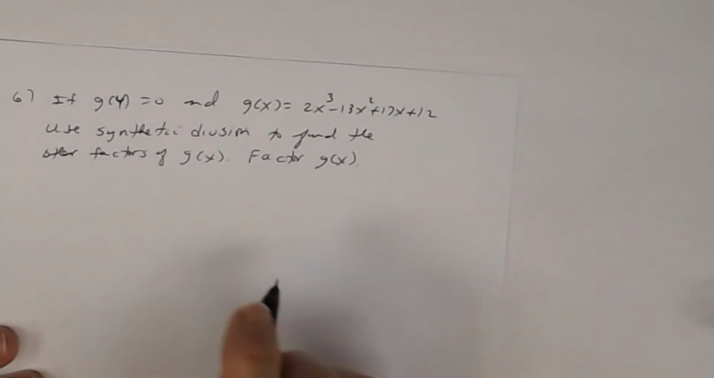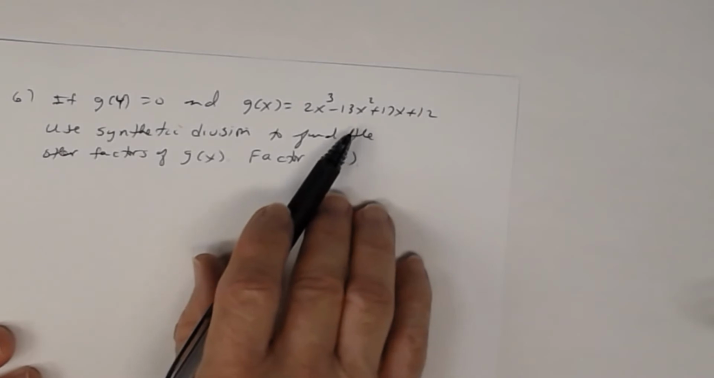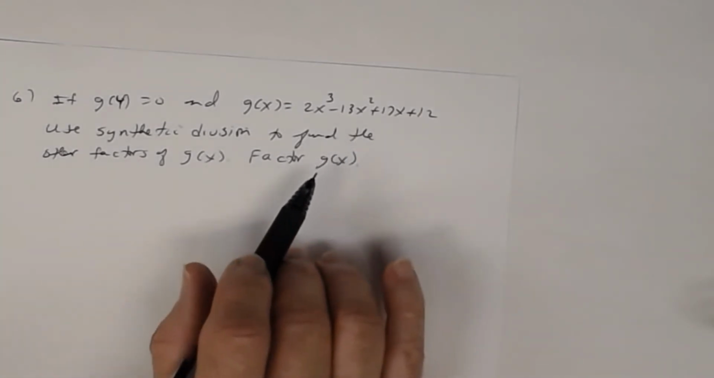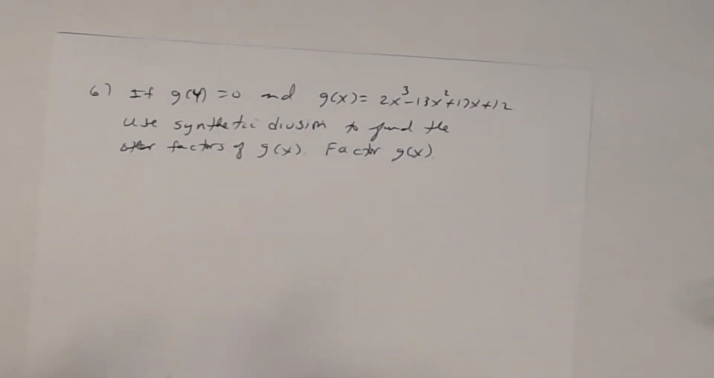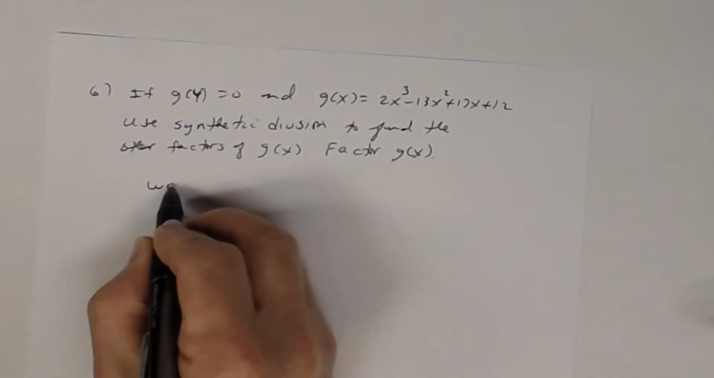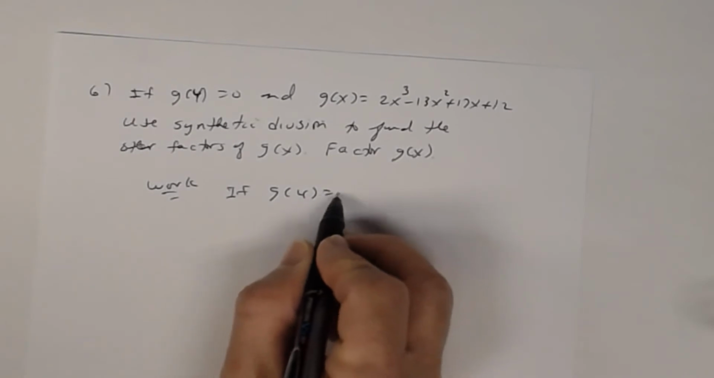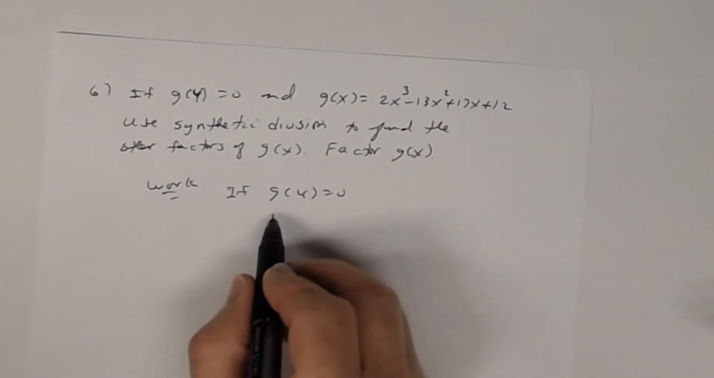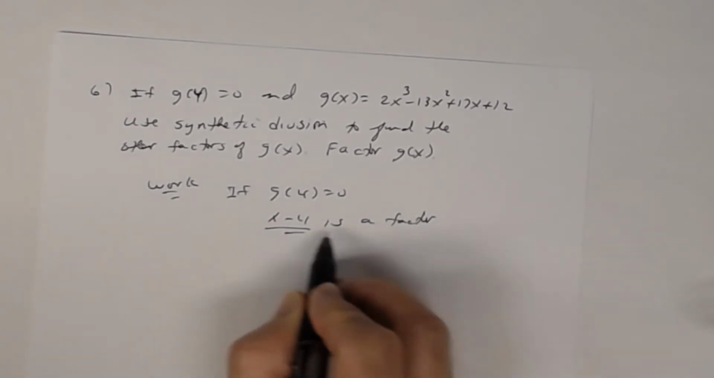Okay, so let's look at number 6 now. In number 6, you want to factor g of x. Now that's not as easy as the previous one, so you really have to do some work and think about what you know. This is what you're given: g of 4 is equal to 0, correct? So here's your work. If g of 4 is equal to 0, then according to the factor theorem, x minus 4 is a factor. So I know one of my factors.